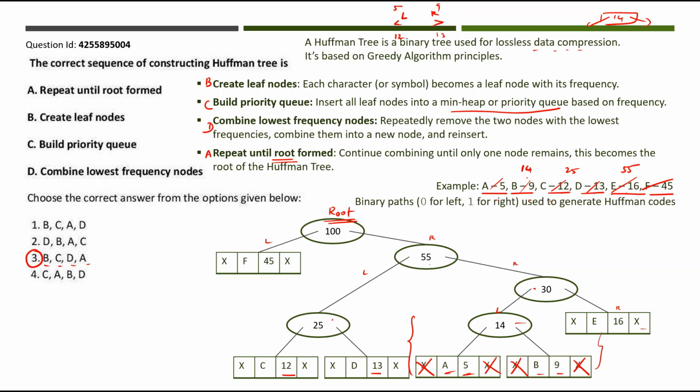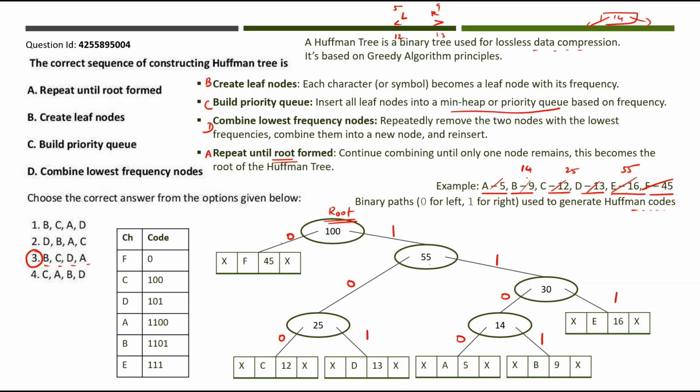We will have binary paths, 0 for left and 1 for right, used to generate Huffman codes. So when it is left we use 0, when it is right we have 1. So 0, 1, 0, 1, 0, 1, 0, 1. How will we represent F here? The character F is represented by code 0.